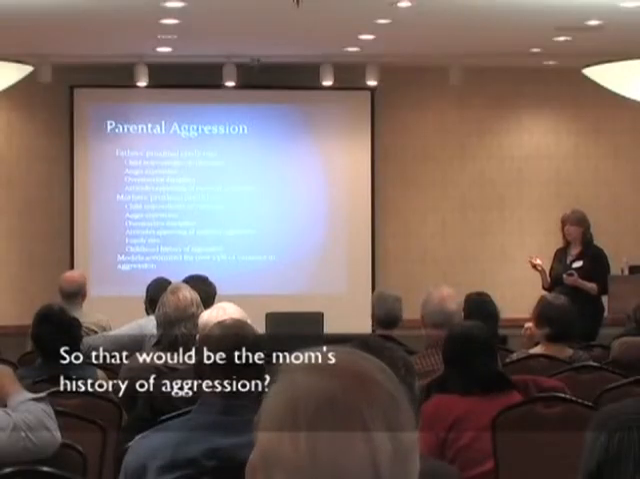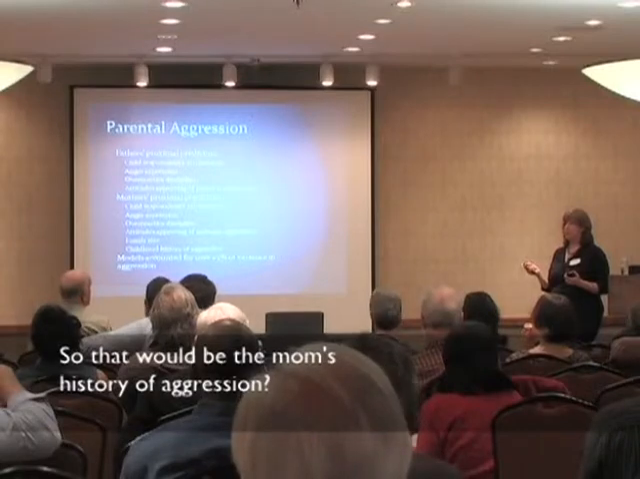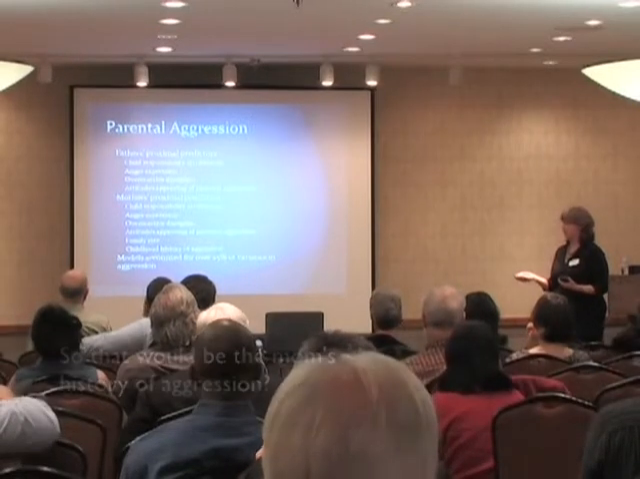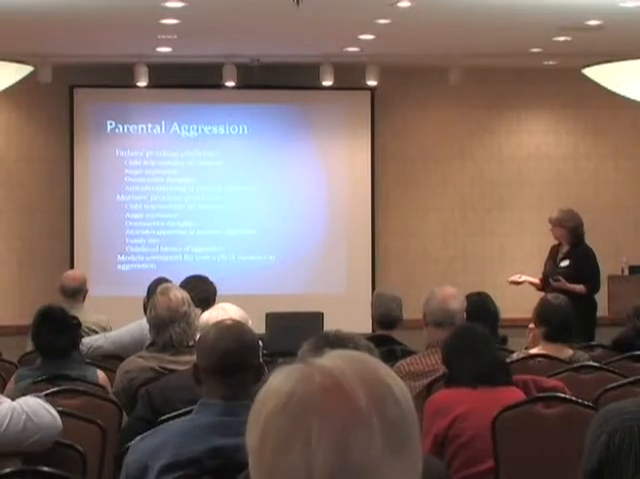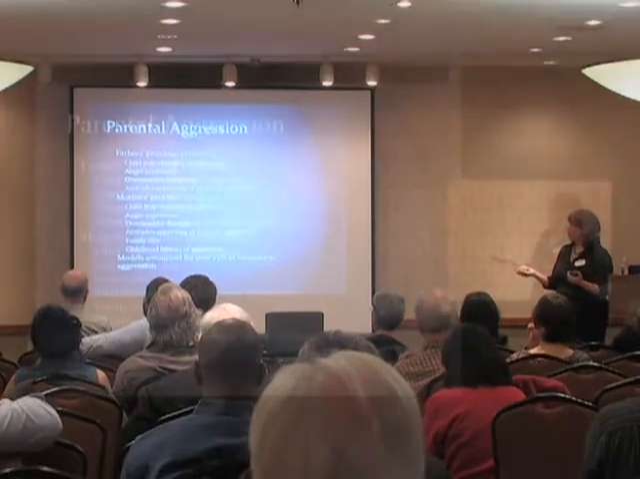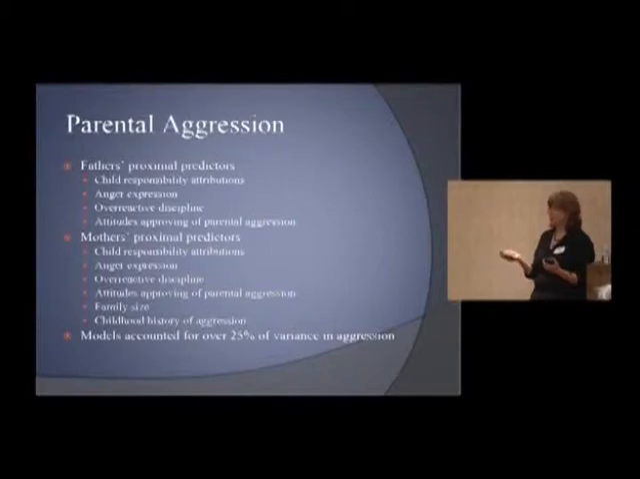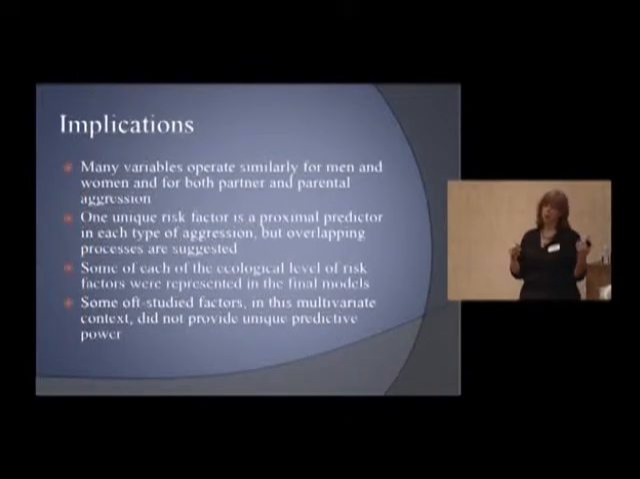So that would be the mom's history of being aggressive? Right, that she got into physical fights when she was in school, that sort of thing. And so a lot of parallel between men's and women's models. A little bit of uniqueness, but the uniqueness is pretty subtle. And there's a little bit of uniqueness between partner aggression and parent-child aggression, but a lot of overlap. So the discipline stuff and dominance and jealousy show up differently. Relationship satisfaction is proximal in the partner violence models. It's more distal in the parent-to-child models.